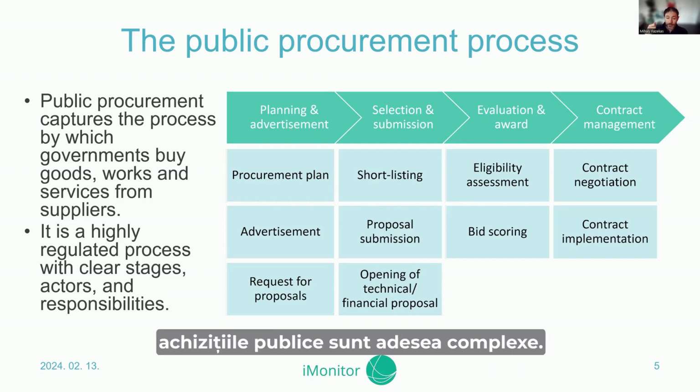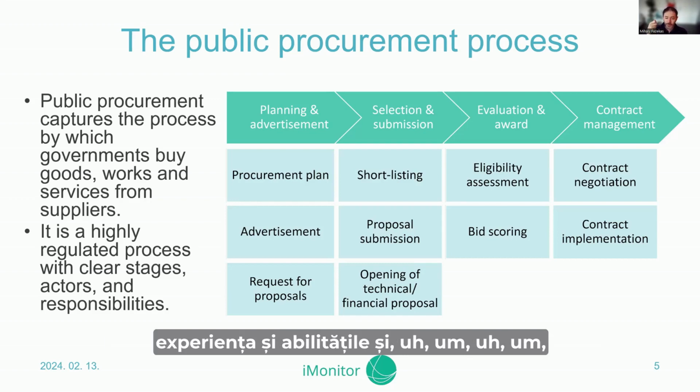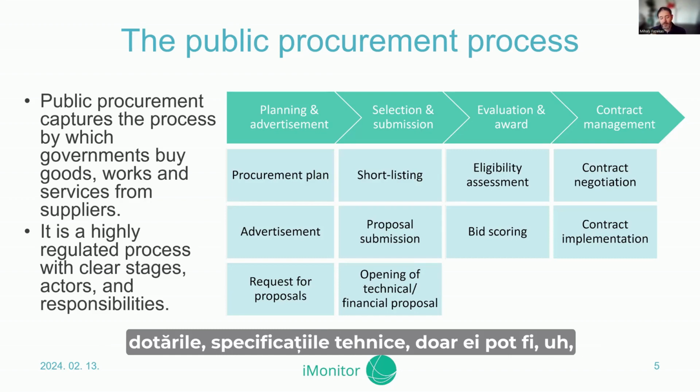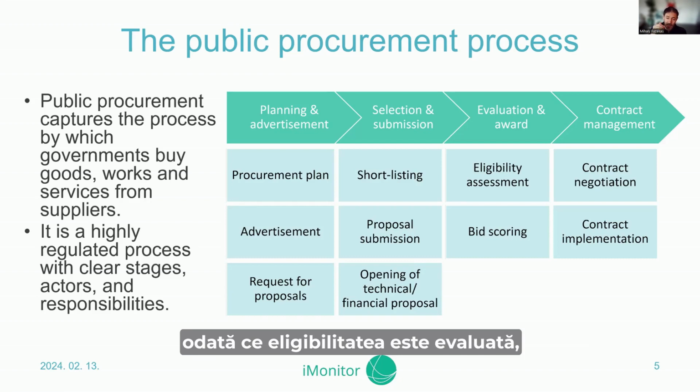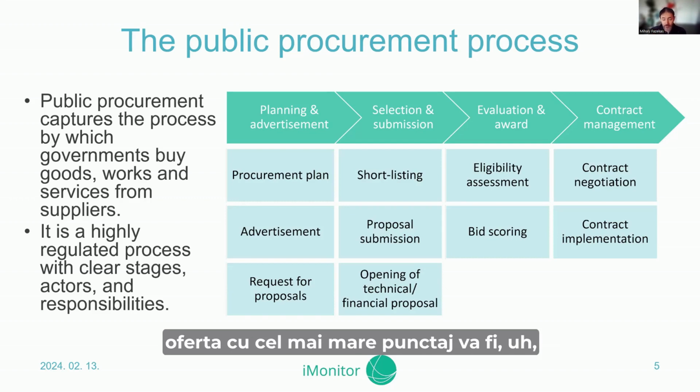Public procurement is often complex. So only bidders who have confirmed experience and skills and technical endowments, technical specifications, only they can be considered for this tender. And then once eligibility is assessed, the eligible bids and bidders are scored. So there is a ranking, a prioritization, where the highest scoring bid will be the winning bid, the winning supplier.